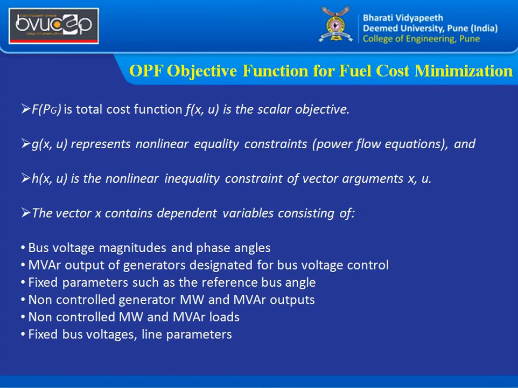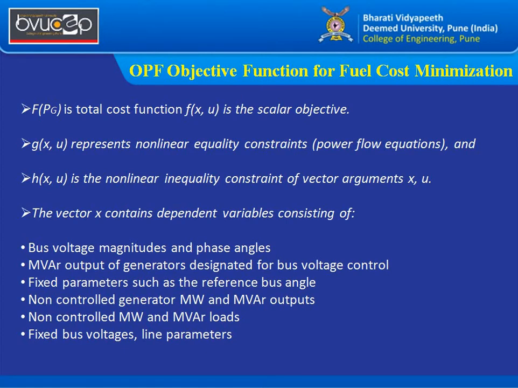So the function of pg is the total cost which is obtained from the function of x and u vectors, which is going to be a scalar objective. So g is representing the non-linear equality constraints that, as I've mentioned, we are going to consider only for power flow equations, and h x of u is the non-linear inequality constraints, where we are going to consider the operational limits imposed on certain parameters or the control variables.